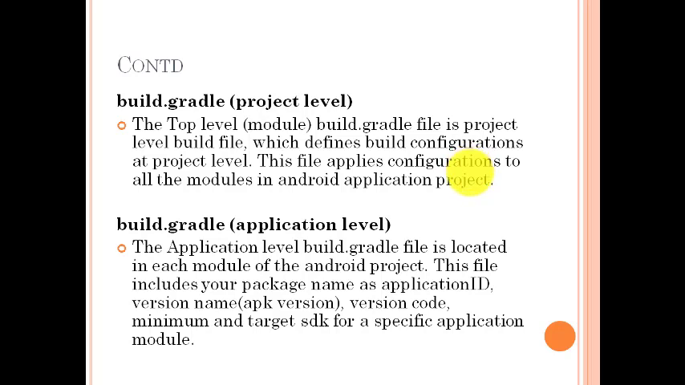The application level build.gradle file is located in each module of the Android project. Every module has a build.gradle file. This file includes your package name as the application ID, version name, APK version code, and minimum and target SDK for the specific application module. These are the two Gradle files: one for the project level and one for the application level.